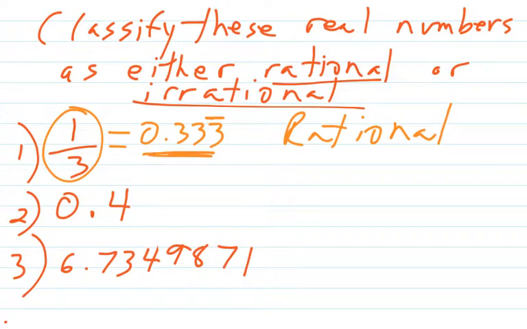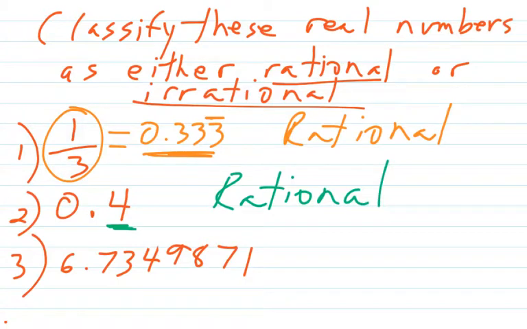Repeating decimals are also rational. A rational number as a decimal is either a terminating decimal or a repeating decimal. And actually that goes true for number 2. This is a terminating decimal, so therefore it's rational.